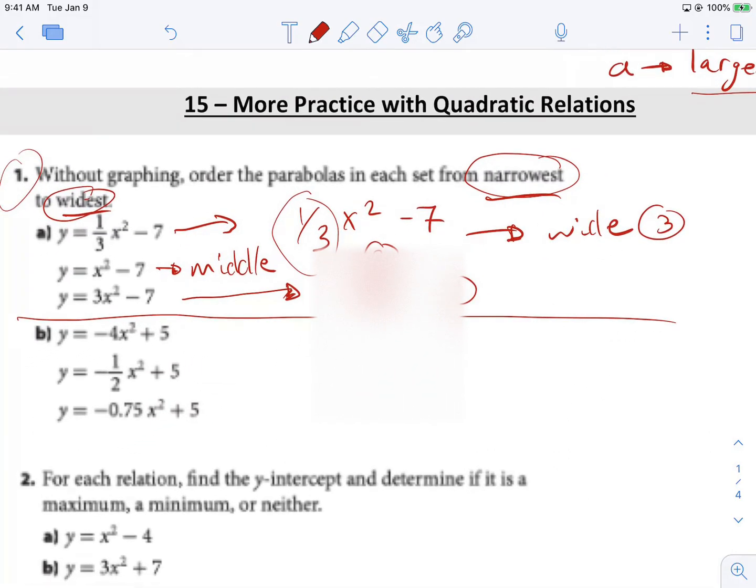For B, we take a look at the a values, and we want to find out, okay, which is our smallest a value, because that is going to be our widest. This one is negative 1/2, which is negative 0.5, which is our smallest value, which means this is going to be our widest. So that would be number 3. What would be next? Well, this is just a little bit bigger than that, which is going to make it in the middle, a little bit more narrow. It's going to be number 2, and this is going to be the most narrow. That's going to be number 1 because it's got a value of 4.